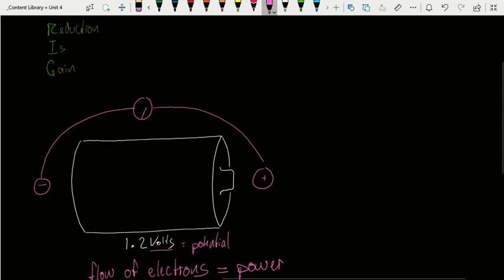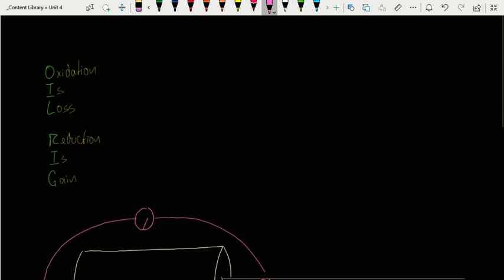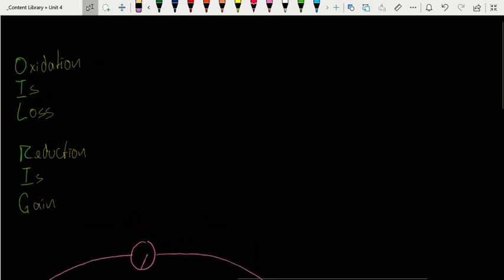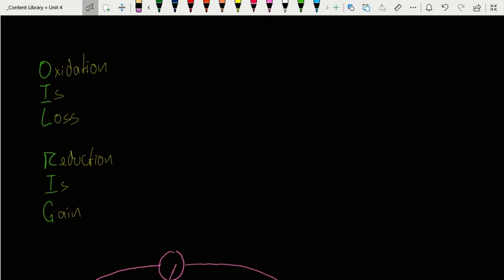With that in mind, let's come back up here and see if we can now understand oxidation reduction. Oxidation is loss of what? Of electrons, while reduction is gain of electrons. Now, because oxidation and reduction typically are happening at the same time, something is losing while something else is gaining, we combine this term and we come up with the term redox.